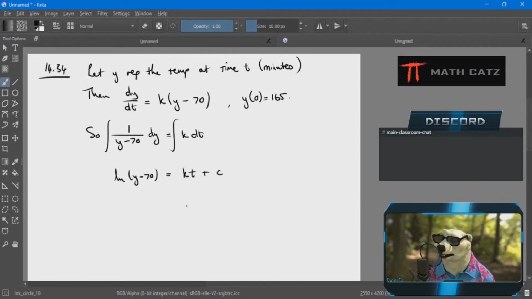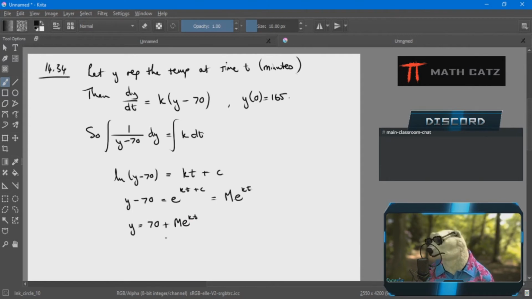And I group my integration constants at the end here. So then y minus 70 is e to the kt plus c. And just like always, we will rewrite the integration constant to a more convenient one. And then I might as well solve for y now. I get 70 plus m e to the kt. There you can put the 70 at the back.